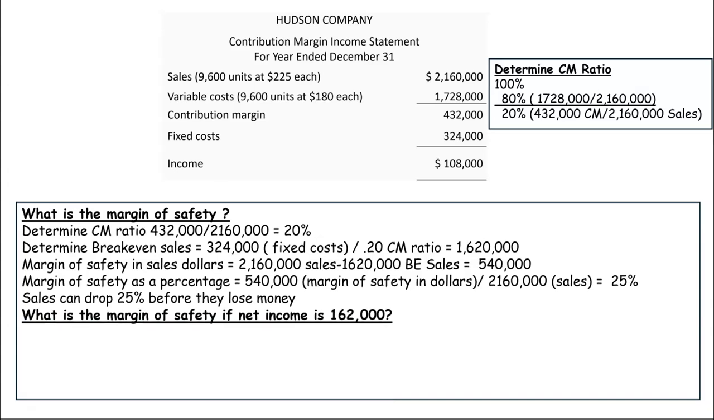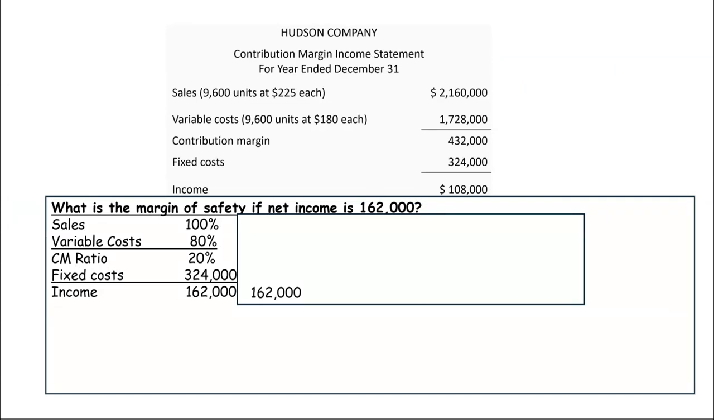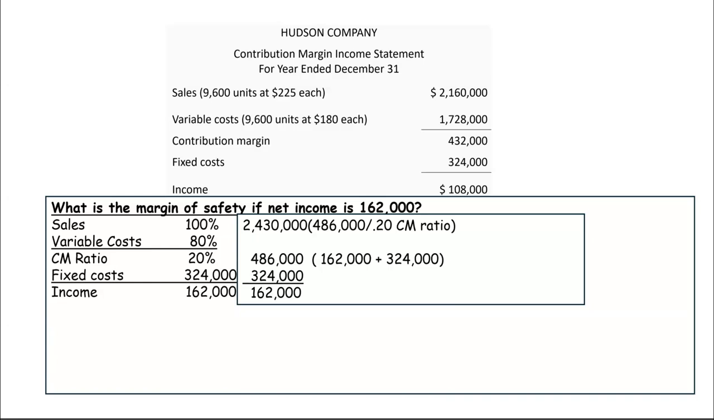What is the margin of safety if net income is $162,000? Let's take a look at that. Now, here's how we figure this out. We know that the net income is going to be $162,000. We know our fixed costs don't change, and we know our contribution margin ratio. So it's our fixed cost plus our income, which gives us $486,000. We're going to divide that by 20% to get our revenue, because that's how you calculate your sales. And we're going to take the sales times 80%, because that's what percentage is variable cost.